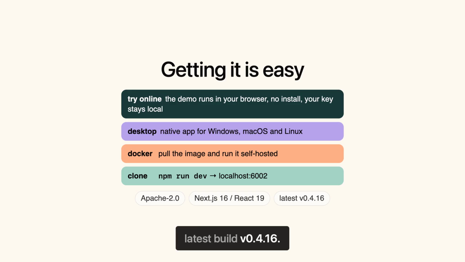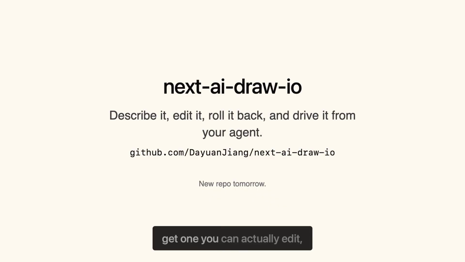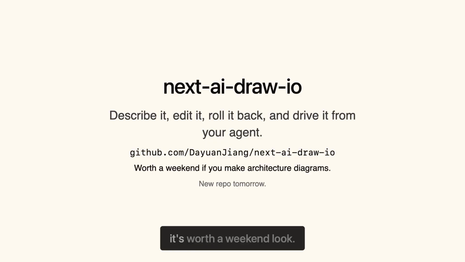Latest build v0.4.16. So, describe a diagram, get one you can actually edit, roll back, and drive from your agent. If you make architecture diagrams, it's worth a weekend look.